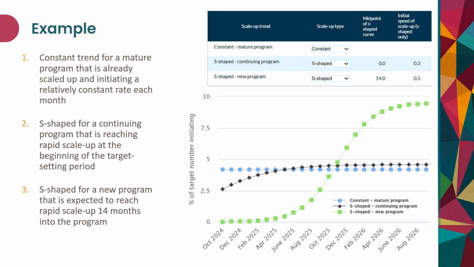The first one is for a continuing program, where the midpoint is specified at 0, meaning that they expect that the fastest growth will happen at the very beginning of the target setting period. The other S-shaped curve is for a new program that is expected to start slowly and have the fastest growth during month 14, and then start leveling off around months 18 or 19.